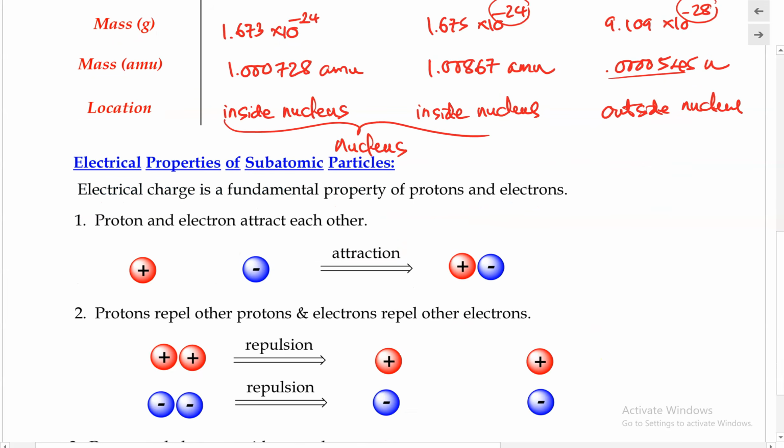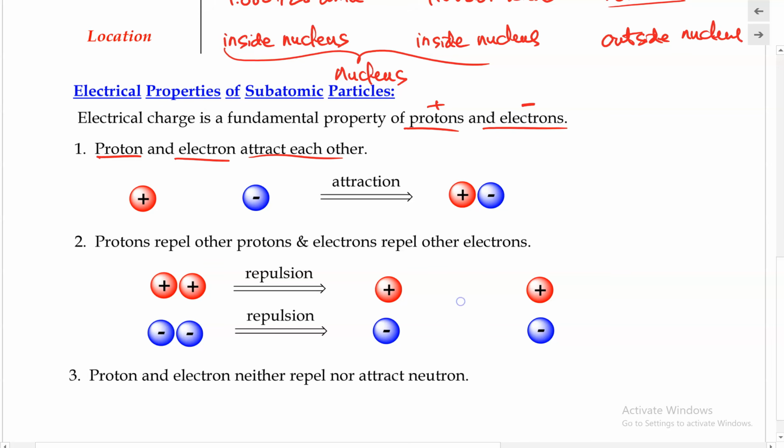And here are some of the properties of the subatomic particles. So the charge is actually a very fundamental property, because protons are positively charged, the neutron is neutral, and the electron is negative. So therefore we can see that the proton and electron would attract each other if they were to come close together. So let's say here we have a proton which is positive and an electron that is negative. When we bring these two particles closer together, they will attract each other and come close together.